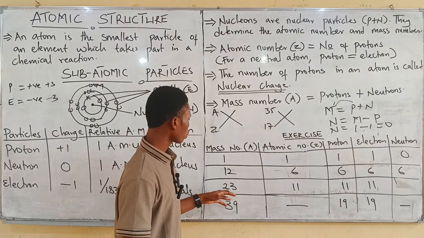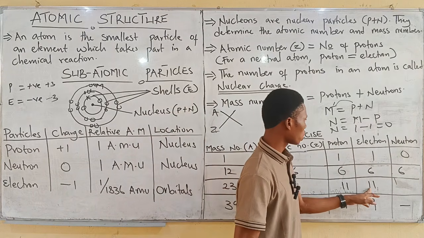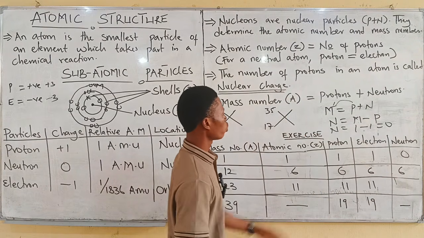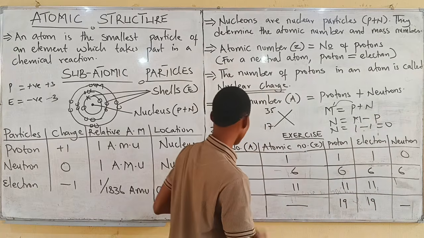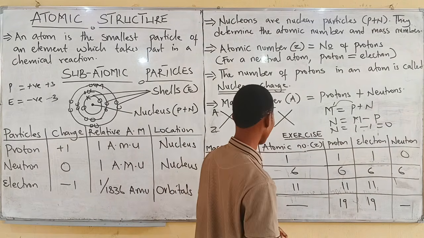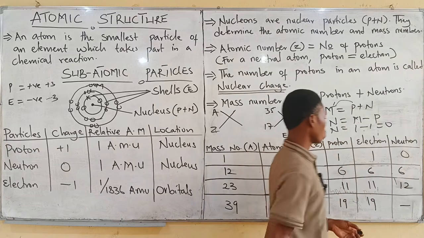Now, here we're giving mass number as 23, atomic number as 11, proton as 11, electron as 11. Now, the neutron, how do we get neutron? Remember, neutron is mass number minus proton. Mass number was given as 23, minus proton was given as 11. So, 23 minus 11 will give us 12. So, the neutron is equal to 12.